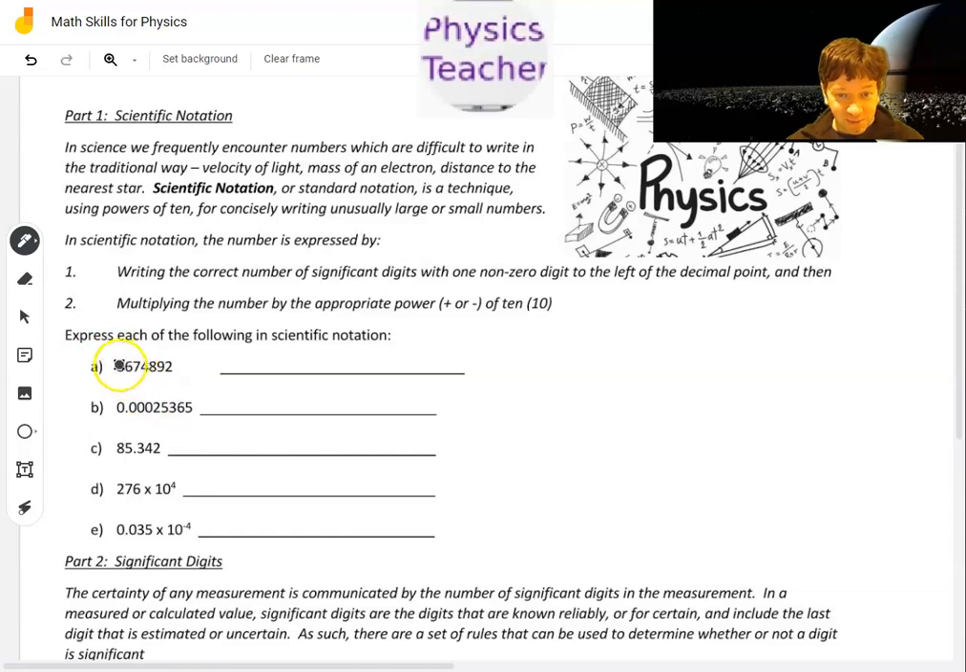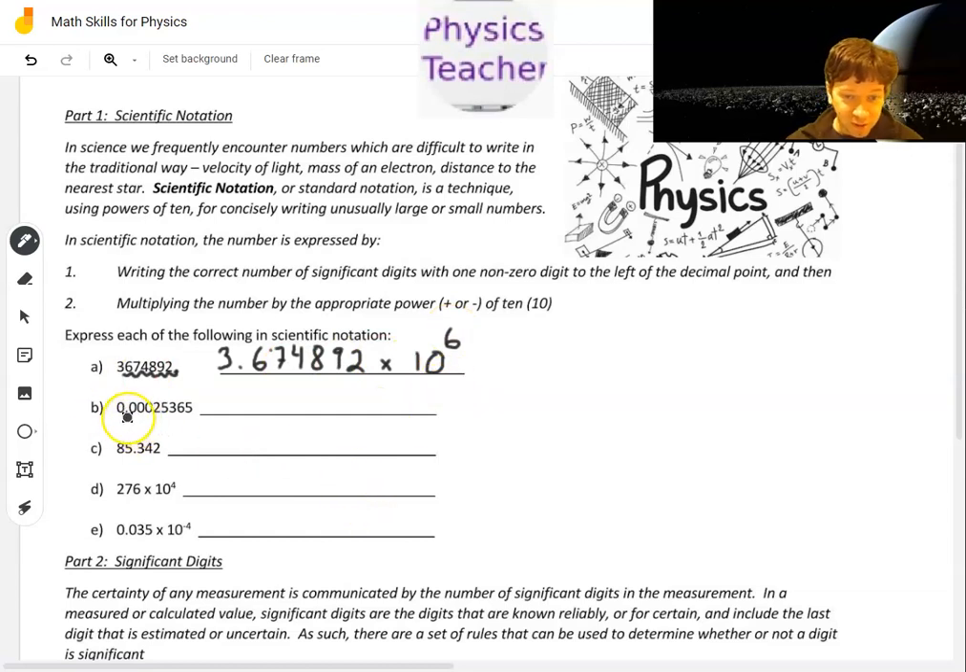And then we multiply that by a factor of 10. So for example, this number, the decimal's over here, but I'm going to move it all the way over to there. So I'm going to write it as 3.674892 and multiply that by a factor of 10. To what power? Well, you just count how many places you move the decimal over. In this case, 1, 2, 3, 4, 5, 6 places. So times 10 to the power of 6.